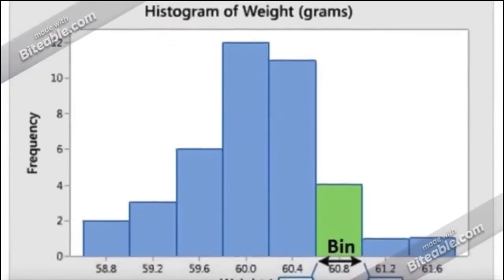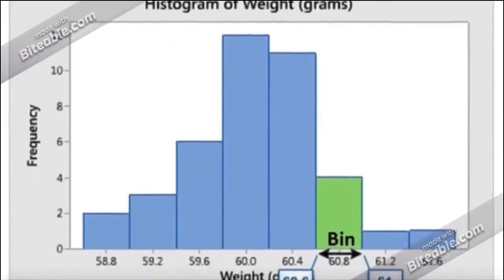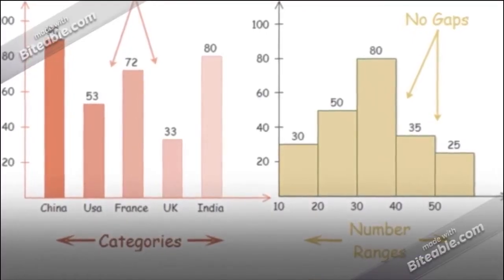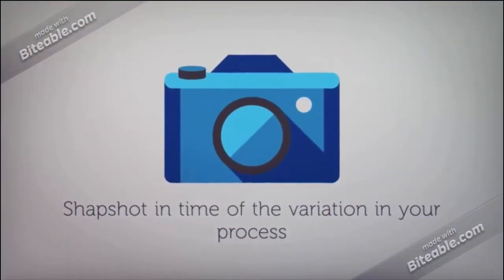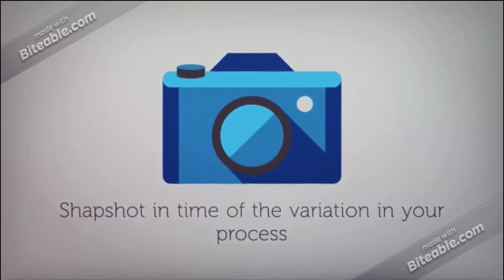The height of each bin shows the number of times that the values occur within the intervals, while the width shows the interval that it is covered. While a bar graph uses categorical data, a histogram uses quantitative data, and there are no gaps between the bars. You can think of a histogram as a snapshot in time of the variation in your process.